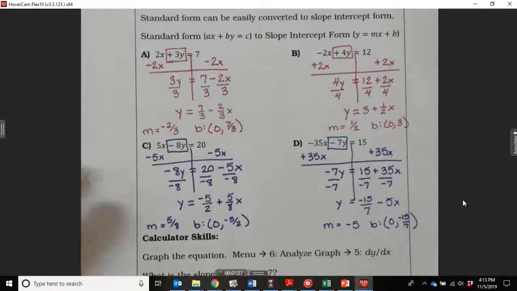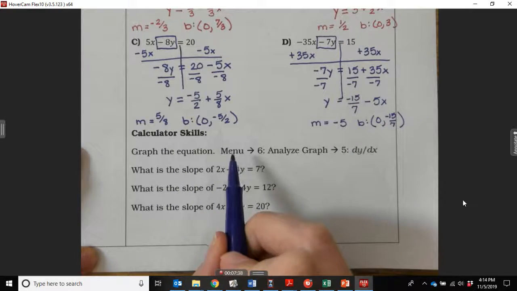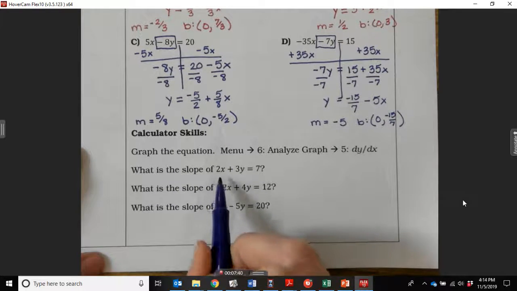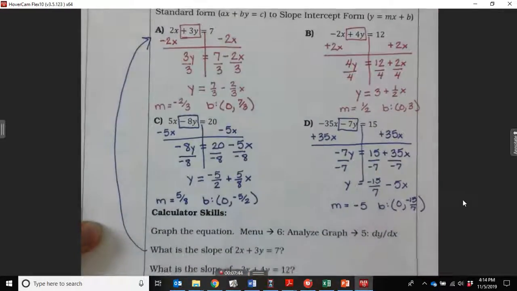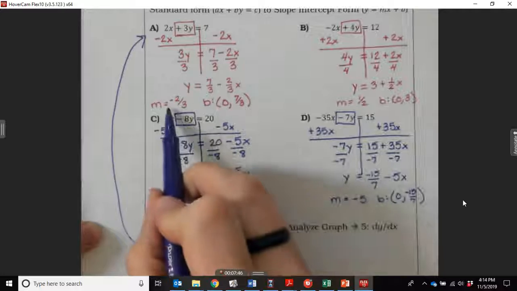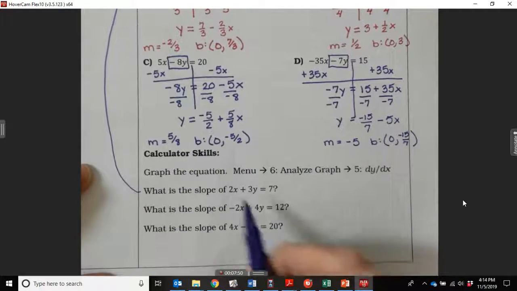Now, I'm going to show you something on the calculator. If you are struggling to solve these equations, you have the option of using the calculator to solve the equation. This was the same equation that we did up here in letter A, where we got our slope of negative 2/3. How could I use my calculator?